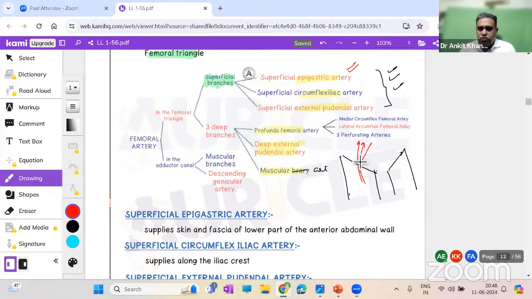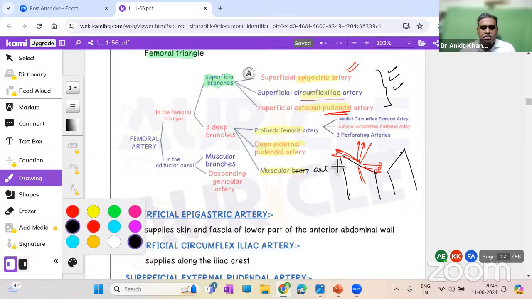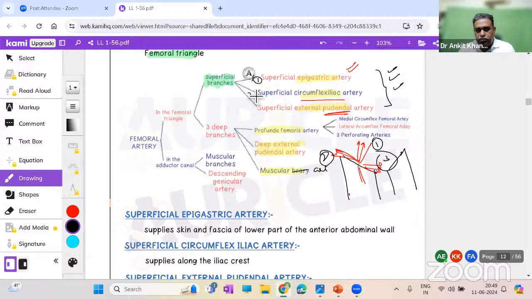One of the branches will go to the lateral side. What will it be called? Circumflex iliac, going to the iliac crest. And one of the branches will go towards the perineum side. That is known as the pudendal artery. Pudendal means the perineal region, where you have the openings of the urethra and the anal canal, all that. So there are 3 directions in which the branches go: 1, 2 and 3. Just remember logically where the branches are going.